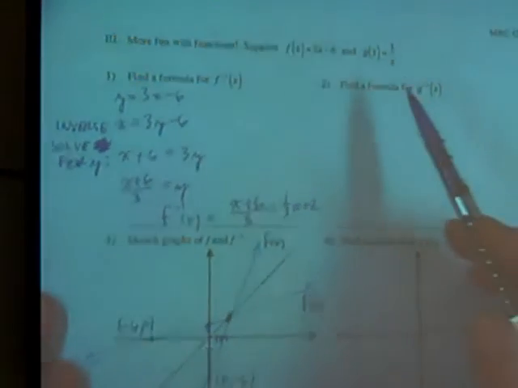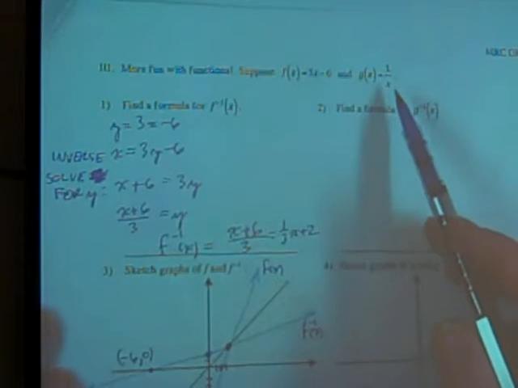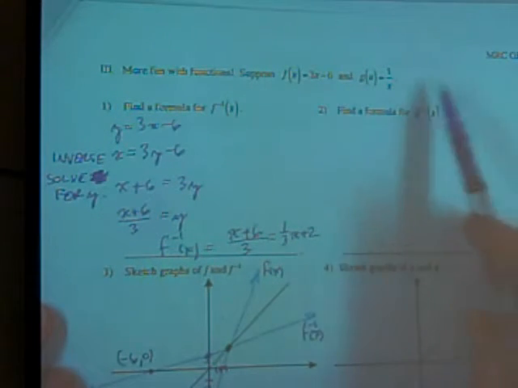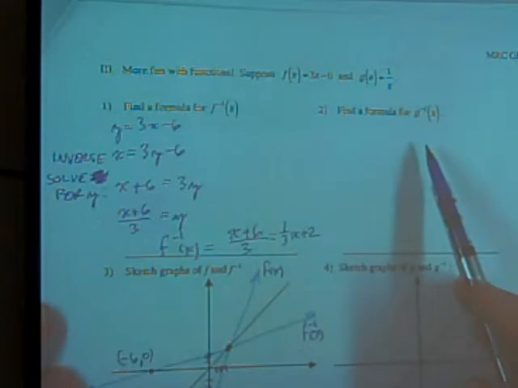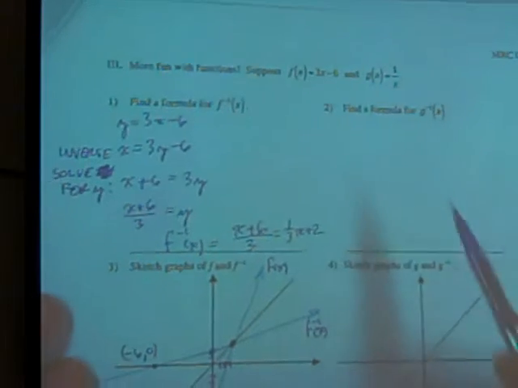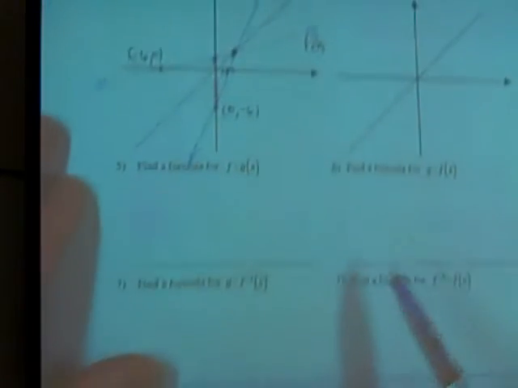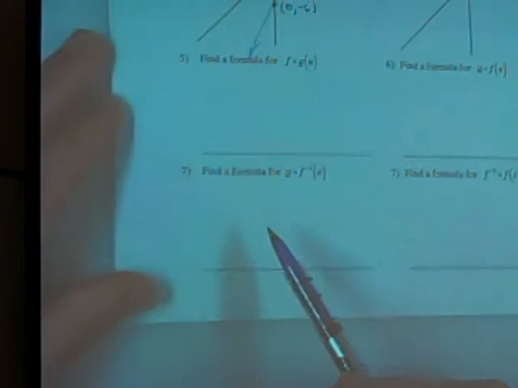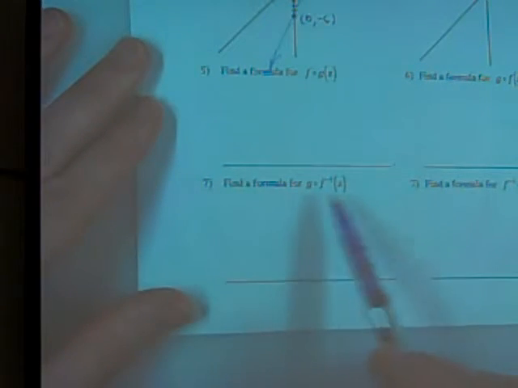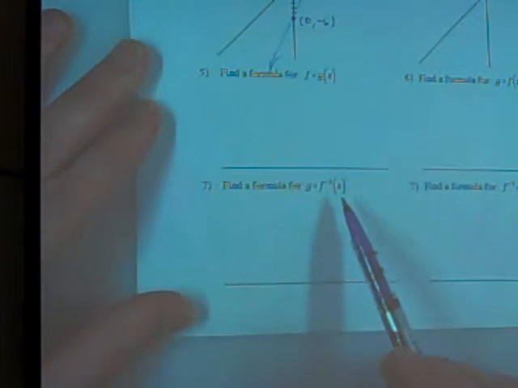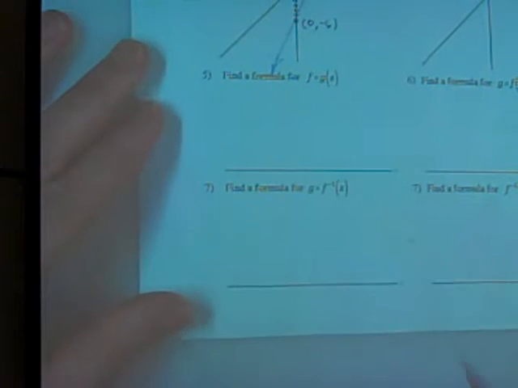I won't do this one for you, but g of x equals 1 over x. This has something pretty fascinating that goes on. You'll be interested to see what happens when you come up with a formula for g inverse of x and sketch them together. It's kind of cool. Let me do one more problem. Find a formula for g composed with f inverse of x here right at the end.